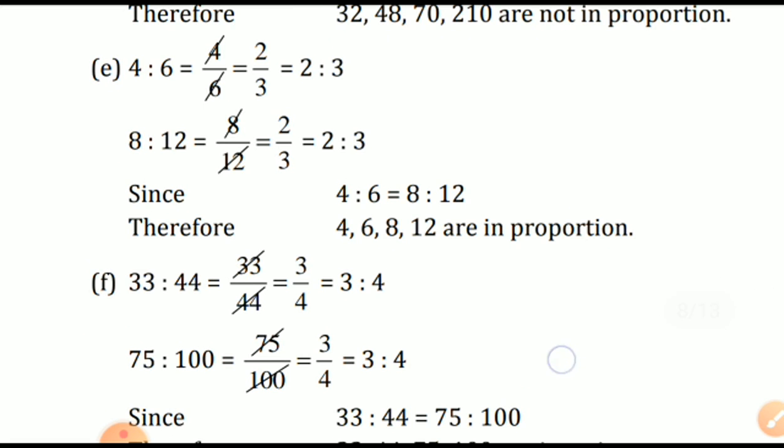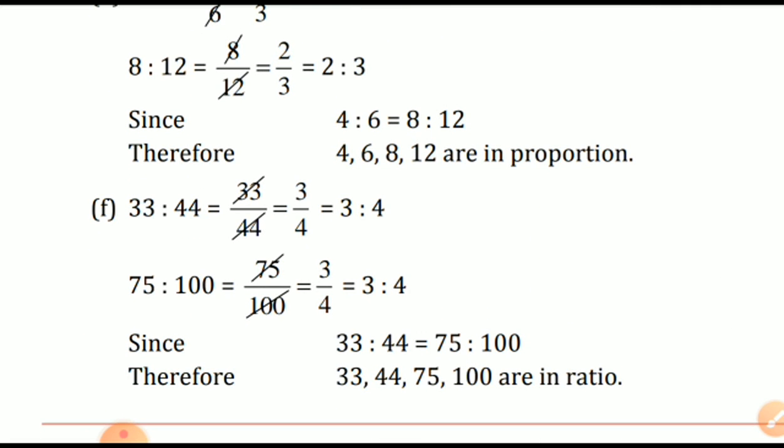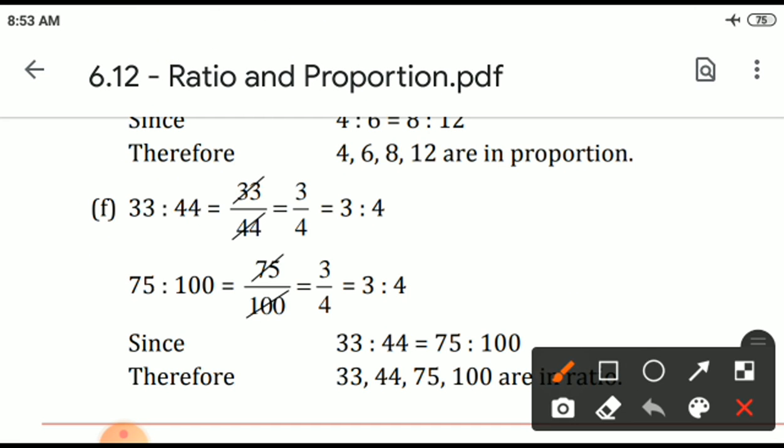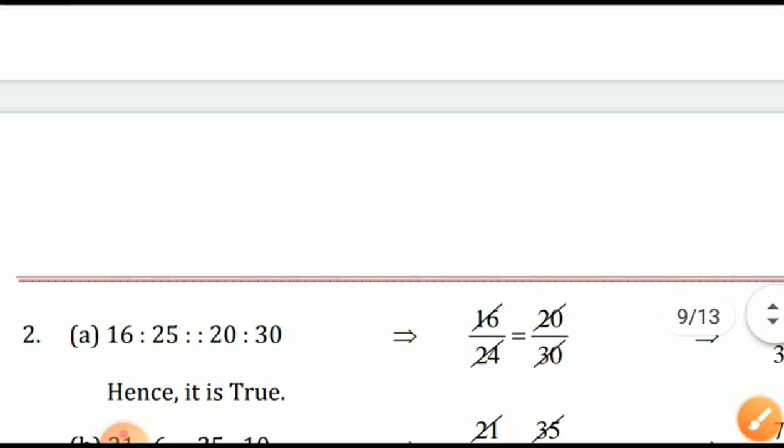Let's see F1. F1 also is there. 33 is to 44 and 75 is to 100 will give us a reduced form 3 is to 4. That means the first two numbers of the ratio and the third and fourth numbers of the ratio are equal. So these ratios are equal. They are in proportion. By mistake it is written here 'ratio'. Okay beta? Correct.